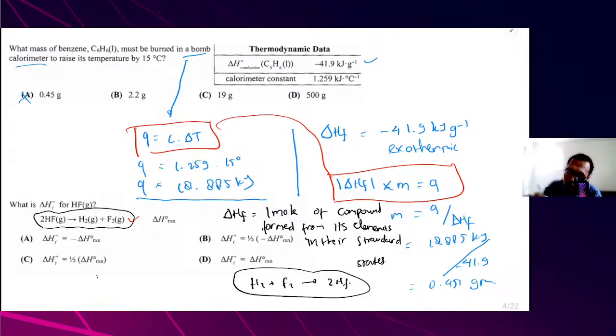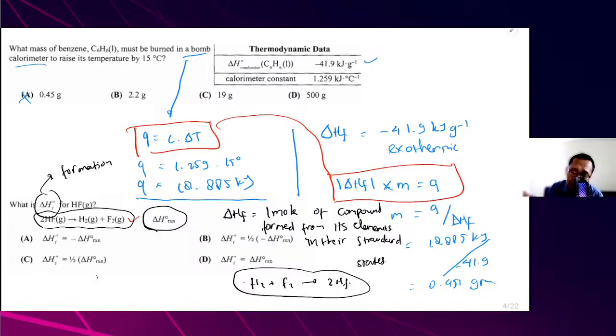And then now we need to change the sign because we put in the opposite direction. This is the original HF. Let me show you. This one is the reaction, and this one is the original reaction. We want to know the ΔHf, which means HF is the formation.